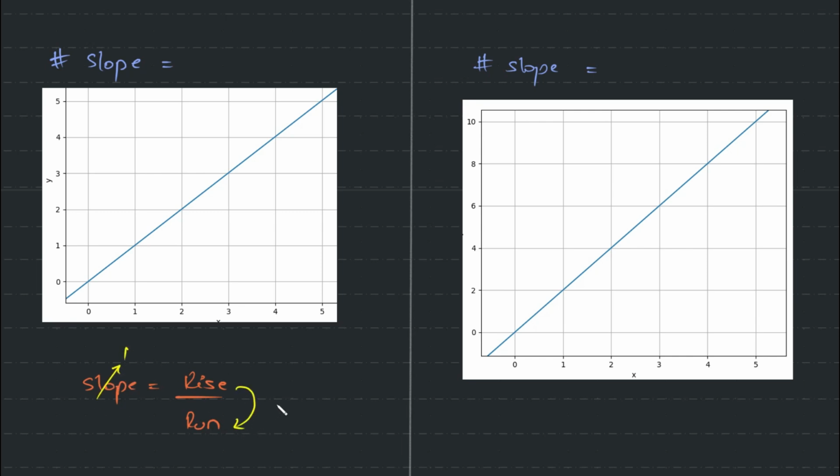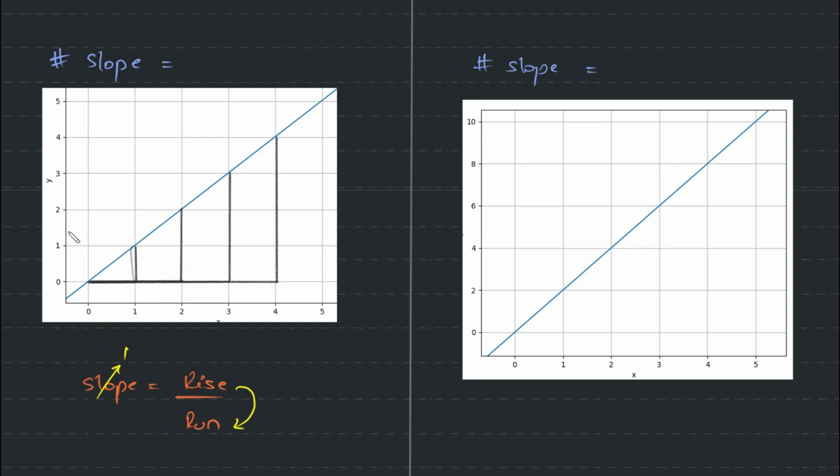These two have to be equal to each other. That is, for every 1 unit run, there should be 1 unit rise. For every 2 unit run, there should be 2 unit rise. So basically, run and rise have to be equal to each other. So 3 unit run, 3 unit rise, 4 unit run, 4 unit rise. Right? How am I able to tell that?